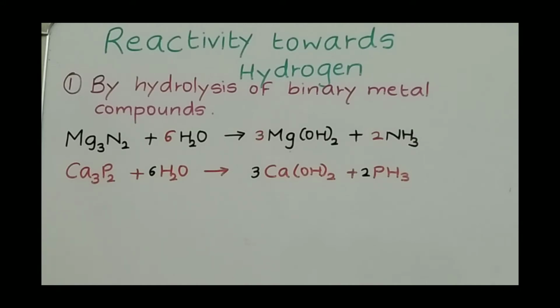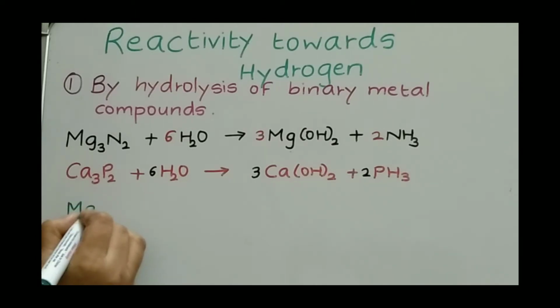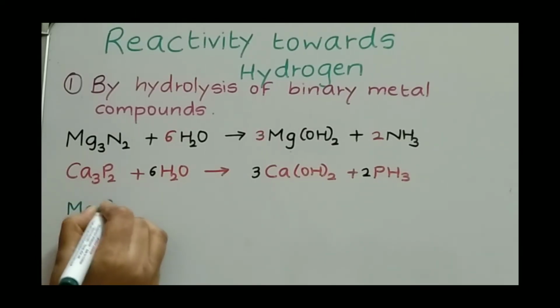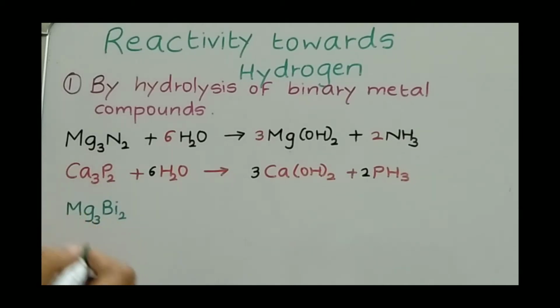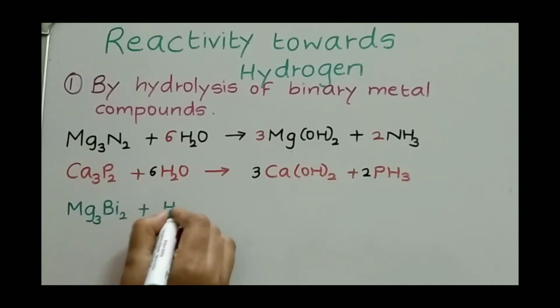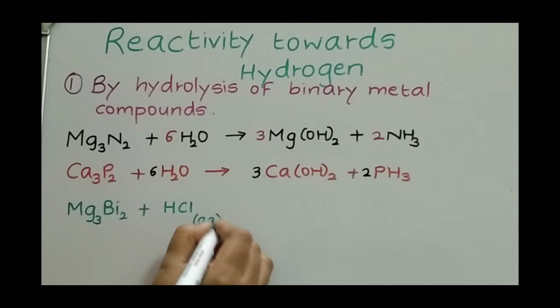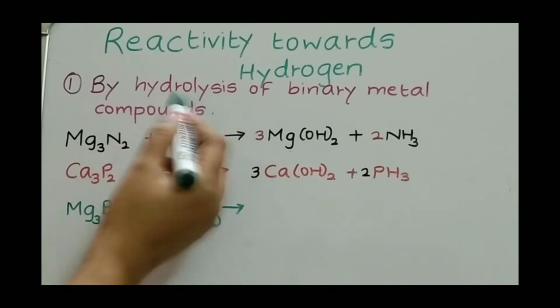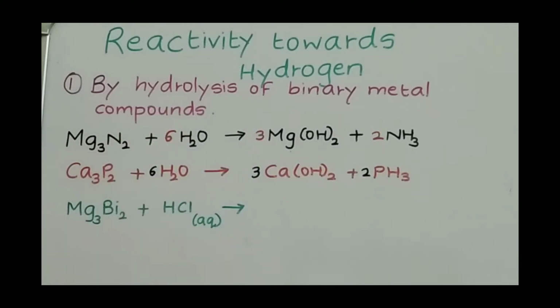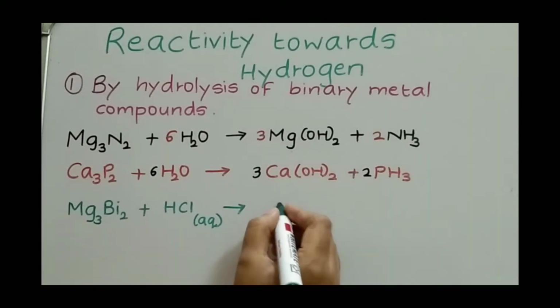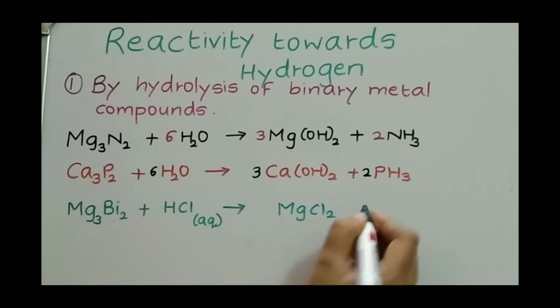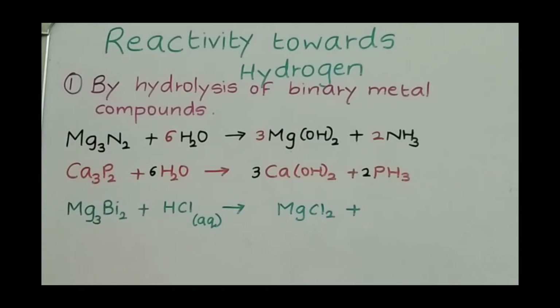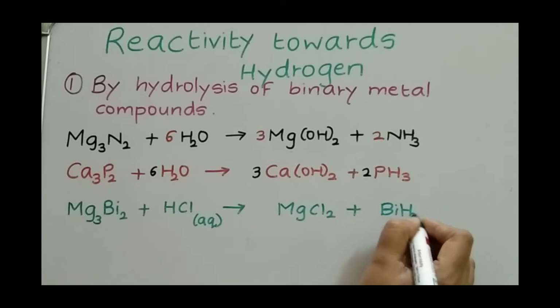Let's check the next one. Magnesium bismuthide, Mg3Bi2, plus HCl. I'll write in the bracket aqueous. Aqueous means water is present because we are seeing the reactions of hydrolysis. So what will it form? Again the same method, positive, negative. So magnesium chloride, MgCl2, plus bismuth is the element, so it will form BiH3.